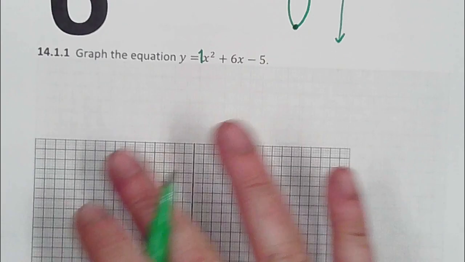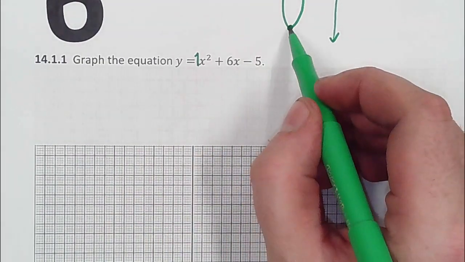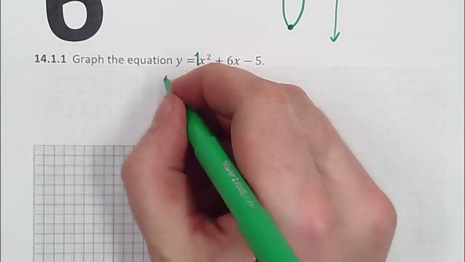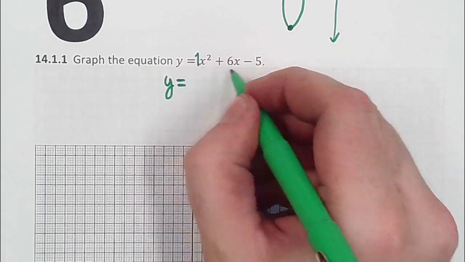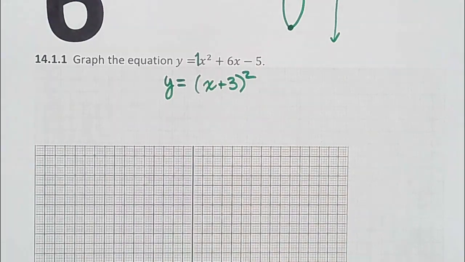So all this to say is that what we need to do is we need to get to this form where it's easy to tell where the bottom of this is. The way we're going to do that is by completing the square. We know how to do that. This part right here gives me a clue that I should make a perfect square of x plus 3.